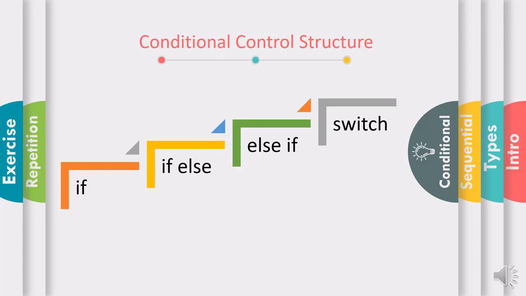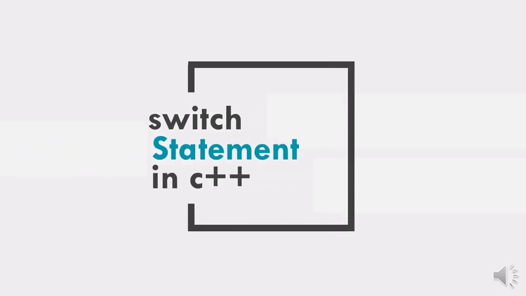In our previous lecture, we have already discussed the if statement, if else statement, and else if statement. In today's lecture, we will discuss what a switch statement is and how it is implemented in C++ language. Let's start with the switch statement.